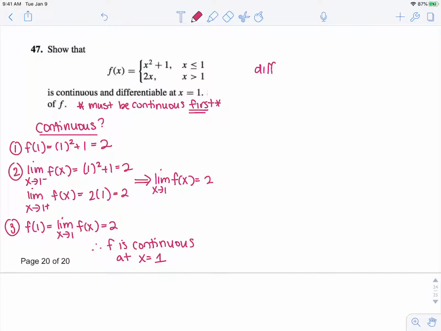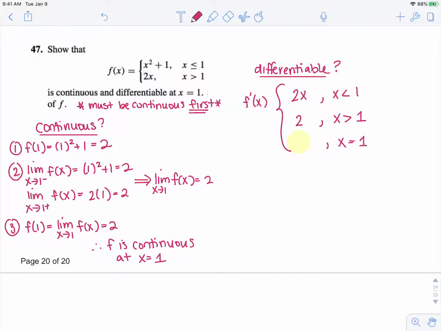So now we're checking differentiable. Does the derivative exist there? So first we need to find that derivative of this piecewise function. The top piece becomes 2x, and that's for x less than 1. The bottom piece becomes 2, that's for x greater than 1. And now we need to figure out what is going to happen here for x equal to 1.